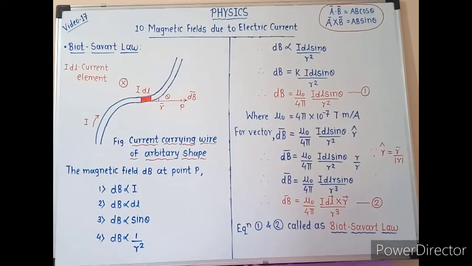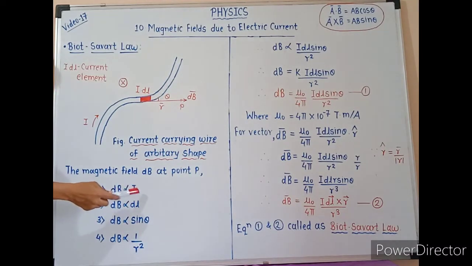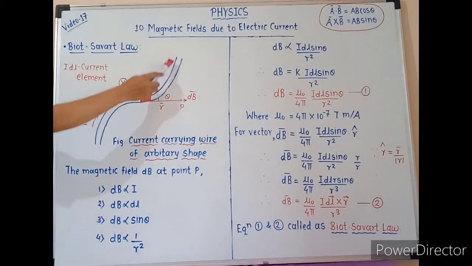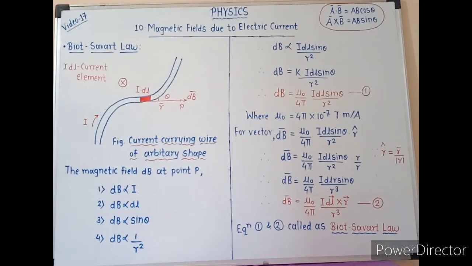Now this magnetic field dB at point P produced by this current element Idl depends on these four factors. So the first point is magnetic field dB is directly proportional to I, that is current flowing through this wire. If the value of current increases, then magnetic field also increases. That is, larger the current flowing through this wire, larger is the magnetic field dB. So dB is directly proportional to I.